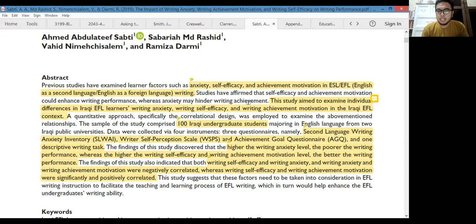The purpose of the study, you can see here, is to examine individual differences in tertiary EFL learners: writing anxiety, self-efficacy, and writing achievement in the EFL context. The sample here is 100 undergrad students, and for the instruments they use three questionnaires and also one writing task. We will explain it later.